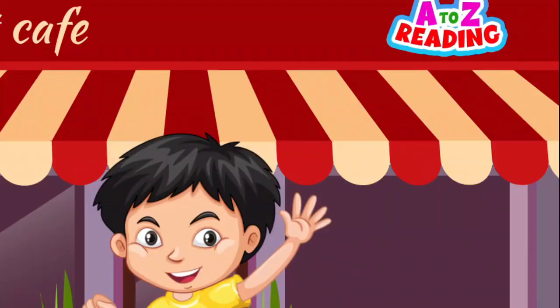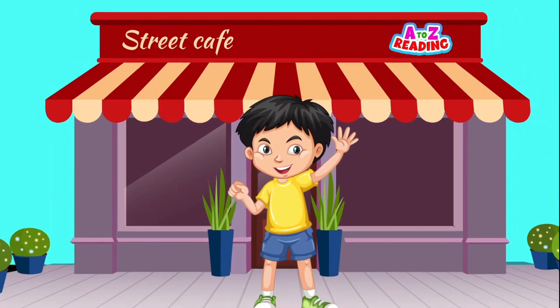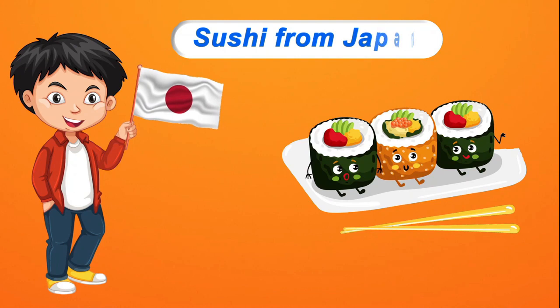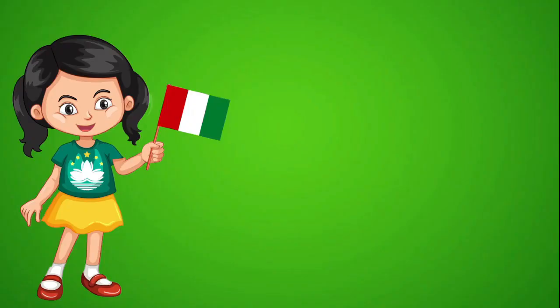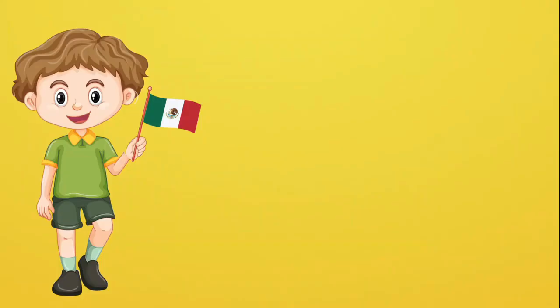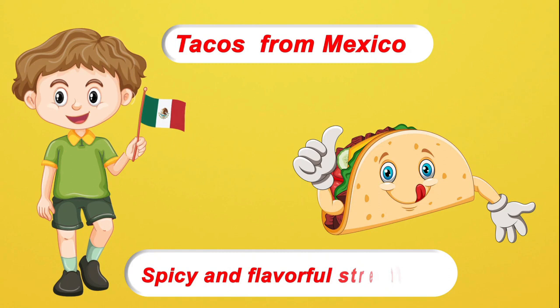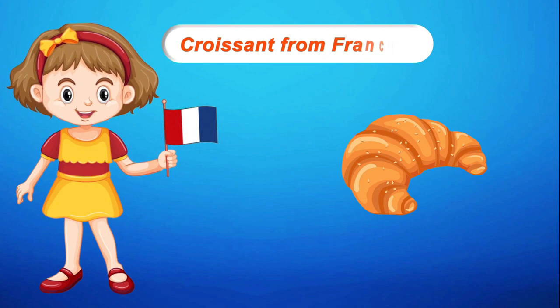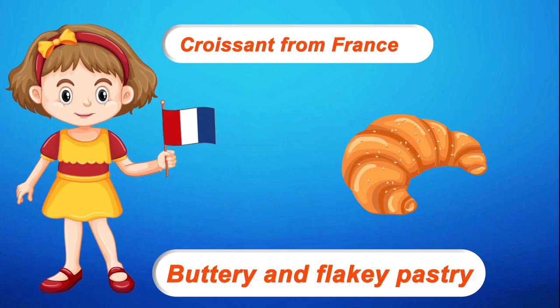Today we will learn famous food from all around the world. Sushi, it's from Japan. Fresh and delicate seafood. Pizza, it's from Italy. Cheesy and savory pie. Mexico. Spicy and flavorful street food. Croissant. It's from France. Buttery and flaky pastry.